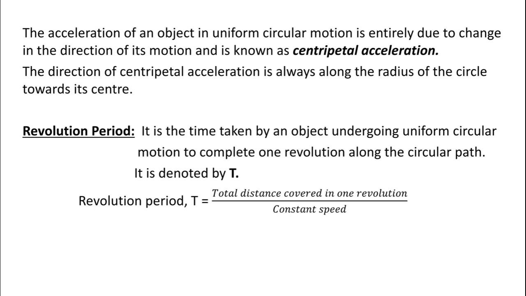Now let us suppose that an object is moving in uniform circular motion along a circular path of radius r with a constant speed of v. Then in one complete revolution it covers a distance equal to the circumference of the circle, which is 2 pi r, with a constant speed of v. Then we can say that T equals 2 pi r upon v. As it is time, its unit is the same as second.